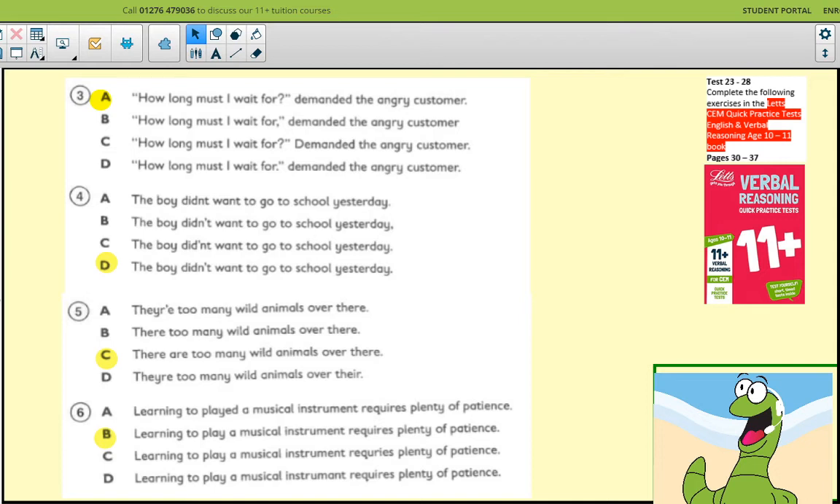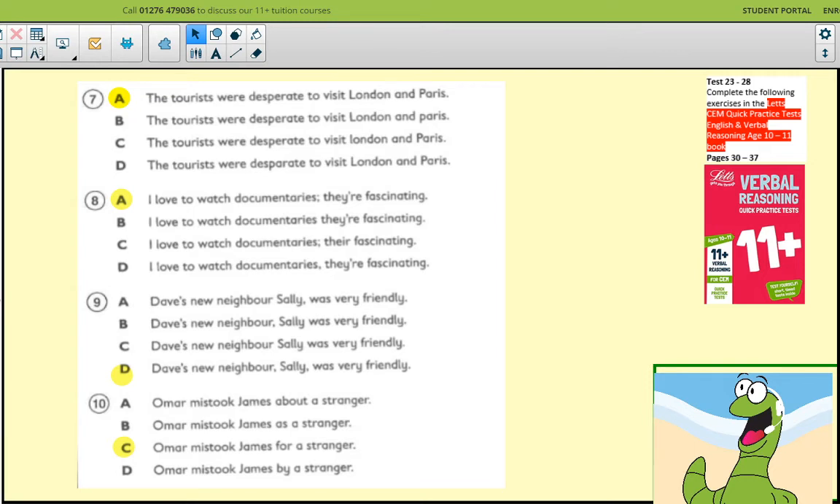There are too many wild animals over there. Learning to play a musical instrument requires plenty of patience. Full stop at the end. If you look closely at this one, requires is spelt wrong. If you look closely at this one, instrument is spelt wrong. Number 7A. The tourists were desperate to visit London and Paris. We must have capital letters for cities. Here we are missing one as well. And the spelling of desperate is incorrect here.